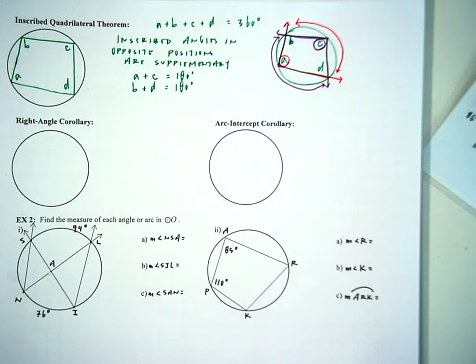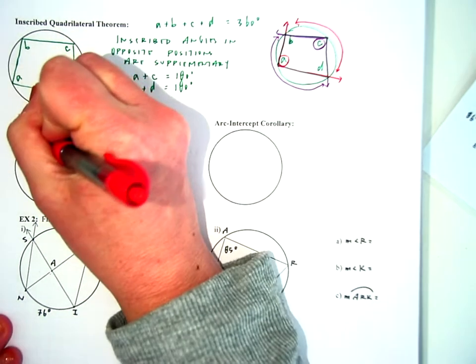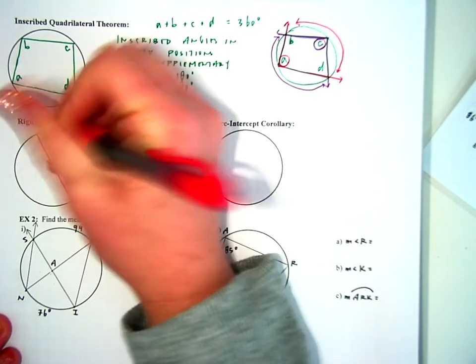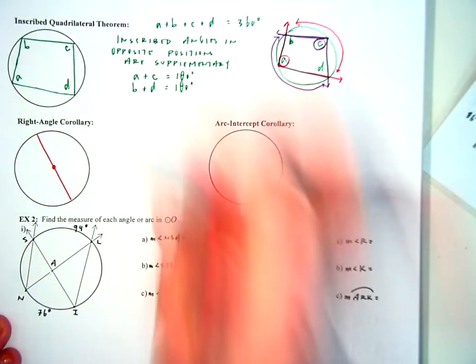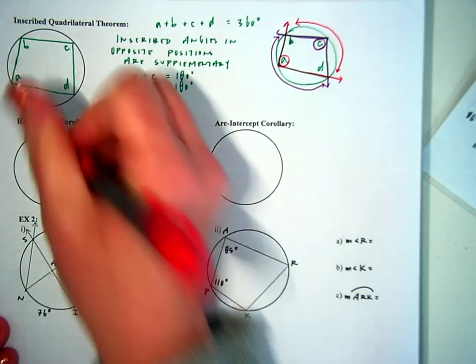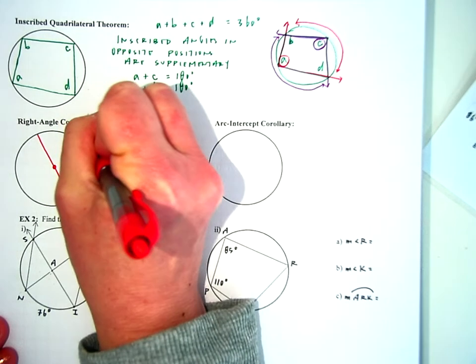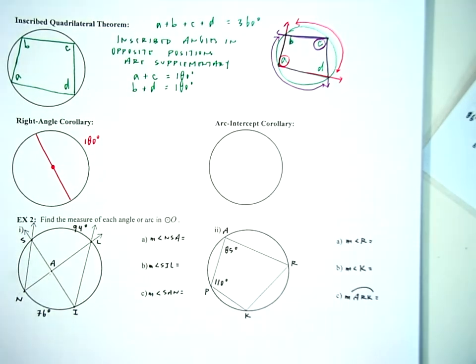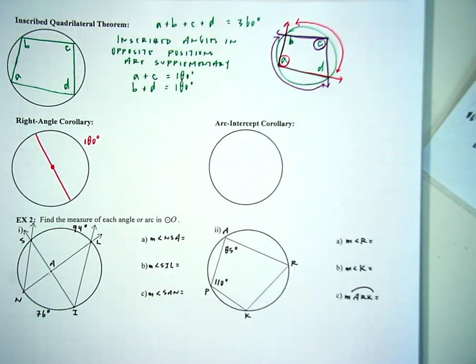Okay, next we have the right angle corollary. So here, let me start by just drawing in a diameter. So here's a diameter of my circle. So here's the center of it. Remember that a diameter is the longest chord that we can possibly draw for any circle. So here I know that this would be 180 degrees, right? That's just a semicircle. That's the measure of the arc that's exactly half the circle.